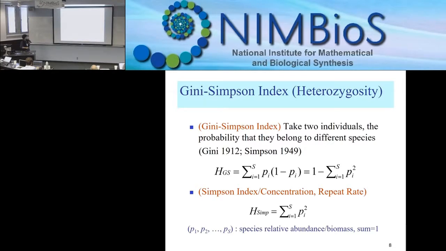So back to the indices, the most widely used, heterozygosity, corresponds to the Gini-Simpson index in ecology. This index means that we take 2 individuals, and it is the probability that they belong to different species, which is expressed as in this mathematical formula. A high probability means high diversity, and one complement of this index is called Simpson concentration or repeat rate. So if the repeat rate is high, diversity is low, and all these mathematical formulas are in terms of species relative abundances.